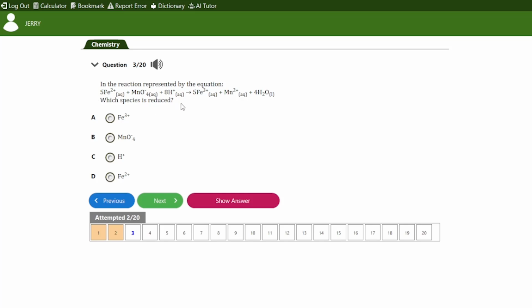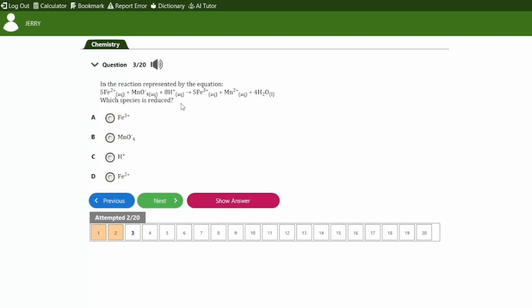Which species is reduced? Every oxidizing agent is reduced, and every reducing agent is oxidized. Take note of this. Thank God for this question. This question you have to address something. Every oxidizing agent in a redox equation is reduced, while every reducing agent is being oxidized.